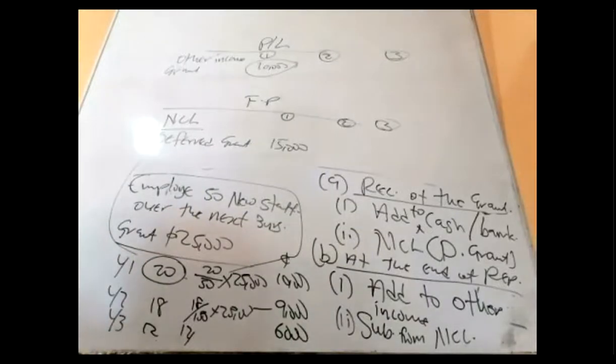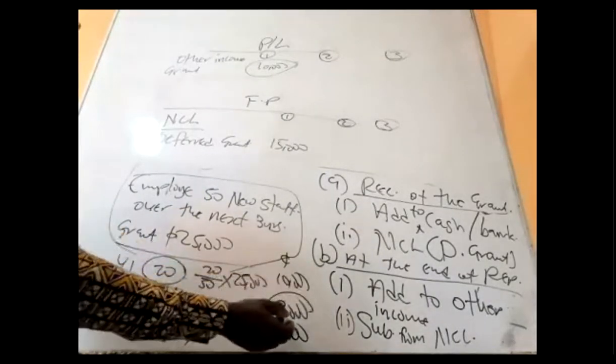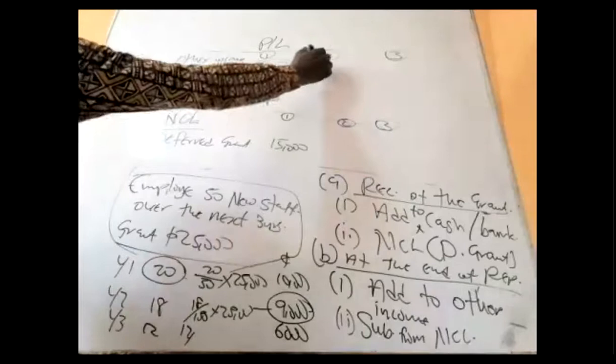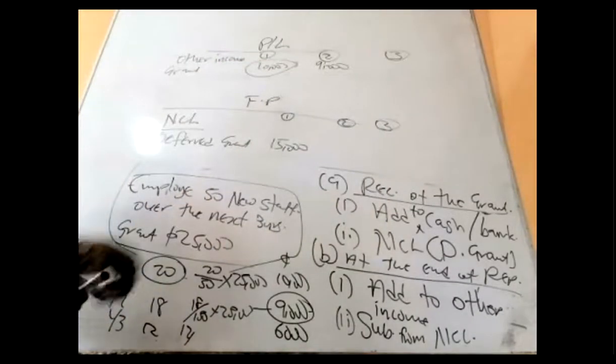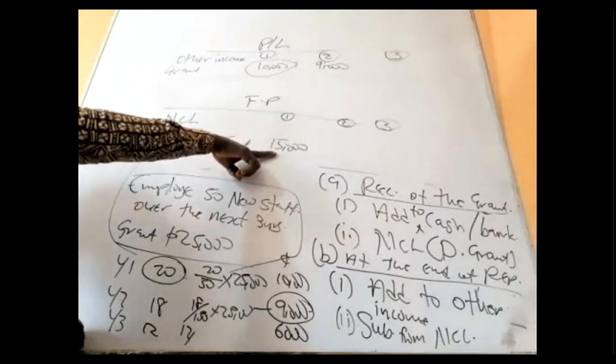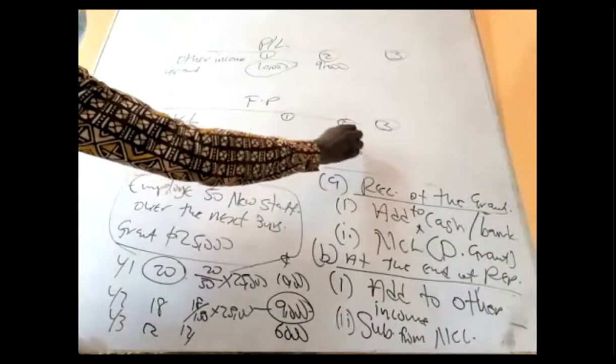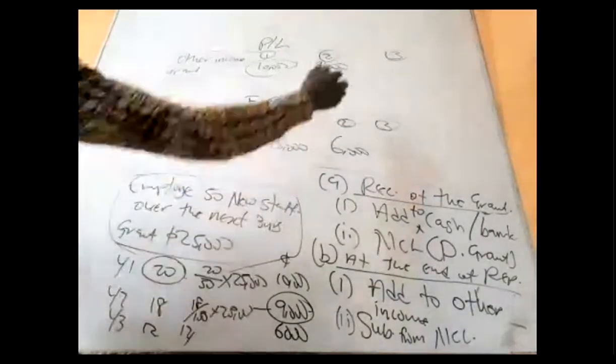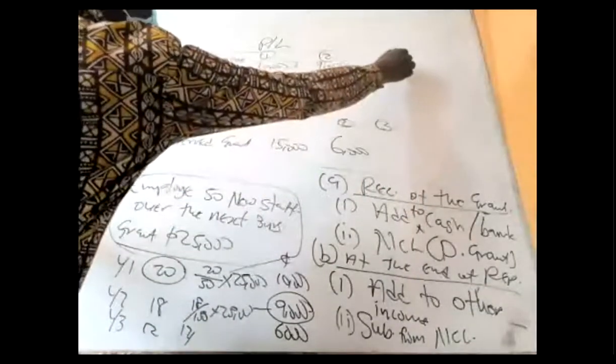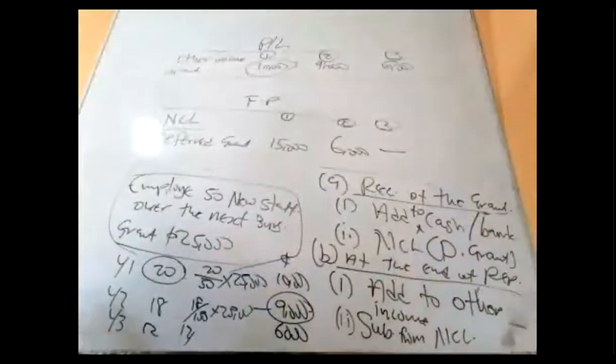Then the next year I release another 9,000 to the P&L. Meanwhile, now I have 15,000 left to release, so now I have 6,000 left, and I release that one here. Do I owe the government? No, I don't owe the government.